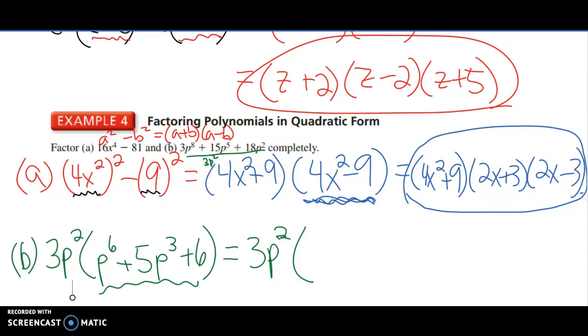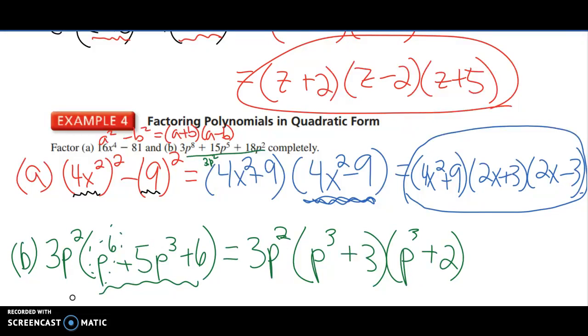And instead of like normal, where we would do p plus 3 and p plus 2, we're going to do p to the 3rd plus 3 and p to the 3rd plus 2. Because our first term, we want to get p to the 6th power. So I know 3 plus 3 adds to 6. And then we want to get p to the 3rd in the middle, and that's how we'll get that. So this would be my final factored answer.